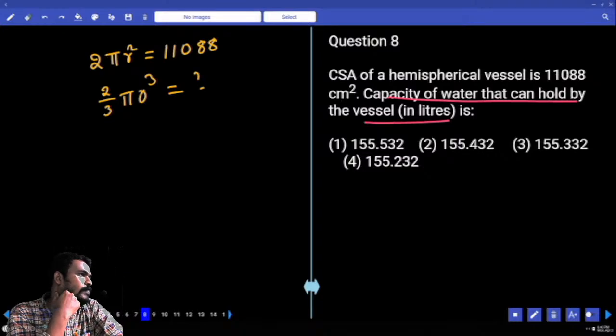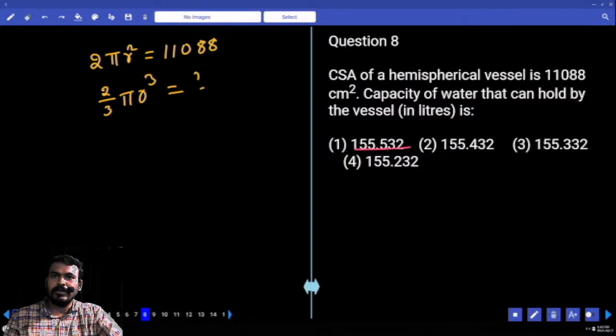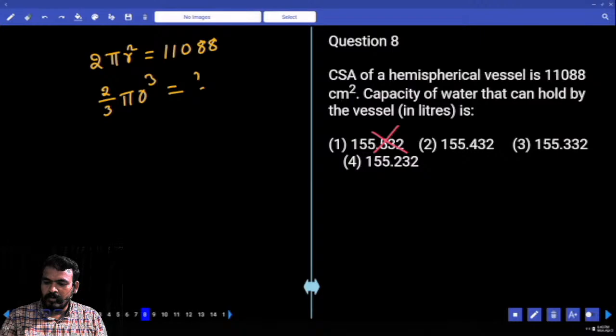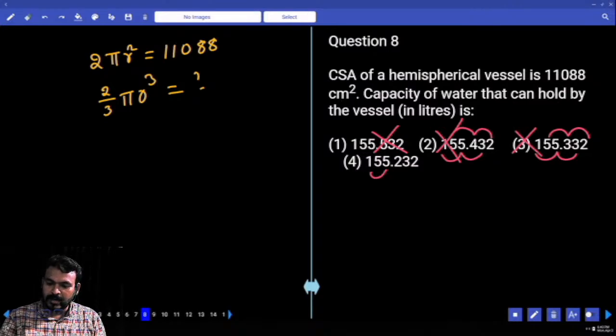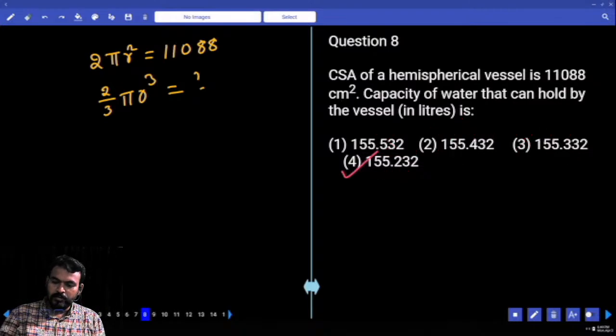2 by 3 pi. Pi means 11 multiple. First option, verify the 11 multiple. No. Second option, 1 plus 5 plus 3, 5 plus 4 plus 2. No. Third option, 1 plus 5 plus 3, 5 plus 3 plus 2. No. Fourth option, 1 plus 5 plus 3, 5 plus 2 plus 2. Yes sir. Then the answer is the fourth option.